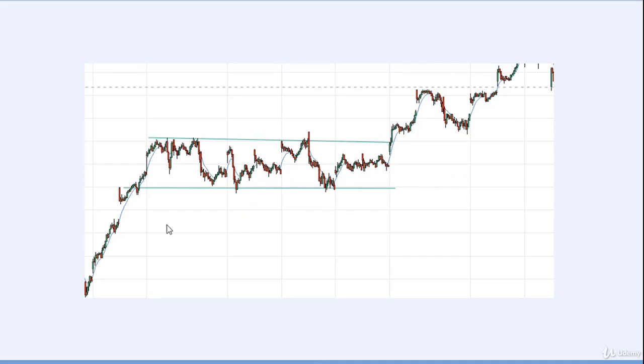This is the example of a rectangular pattern. This flag pattern is sloping down, but this rectangular pattern is horizontal. So if we get the breakout at this upper trend line, this resistance line, in upward direction, we can make our buying position here.